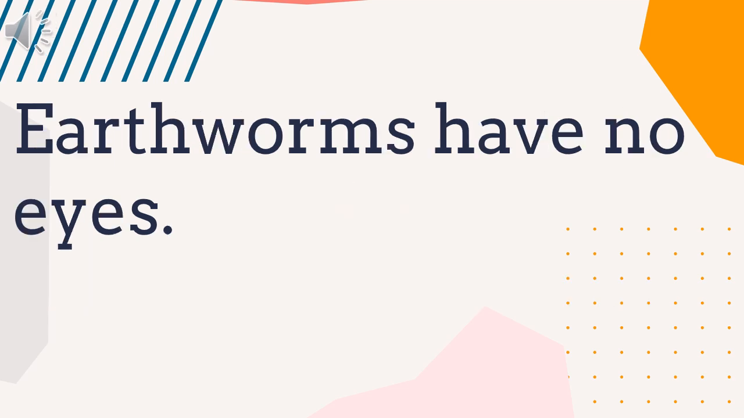Earthworms have no eyes. Having no eyes would be a physical trait, so we're talking about traits, and they are born that way. None of the earthworms have eyes. It's an inherited trait.